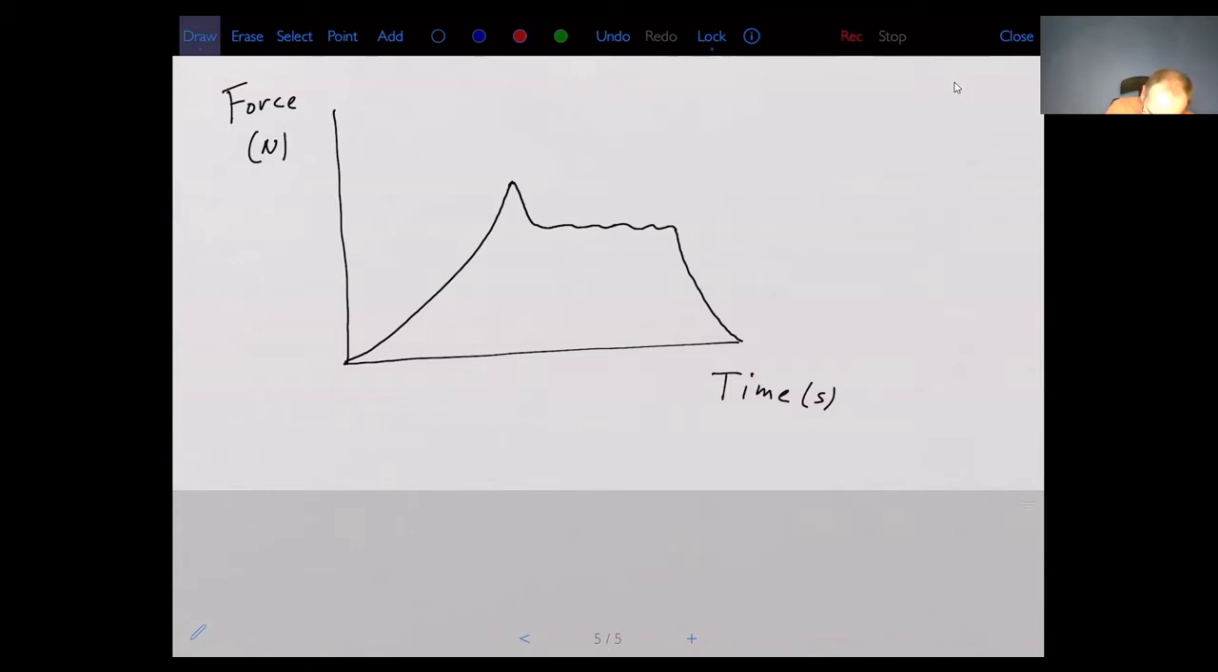So basically, here's the dividing line. This is where the cart is not moving. So the force is increasing, but the cart's not moving. And here, after that red line, is where the cart is moving at a constant velocity. I'm pulling it at a constant velocity, that wooden cart.